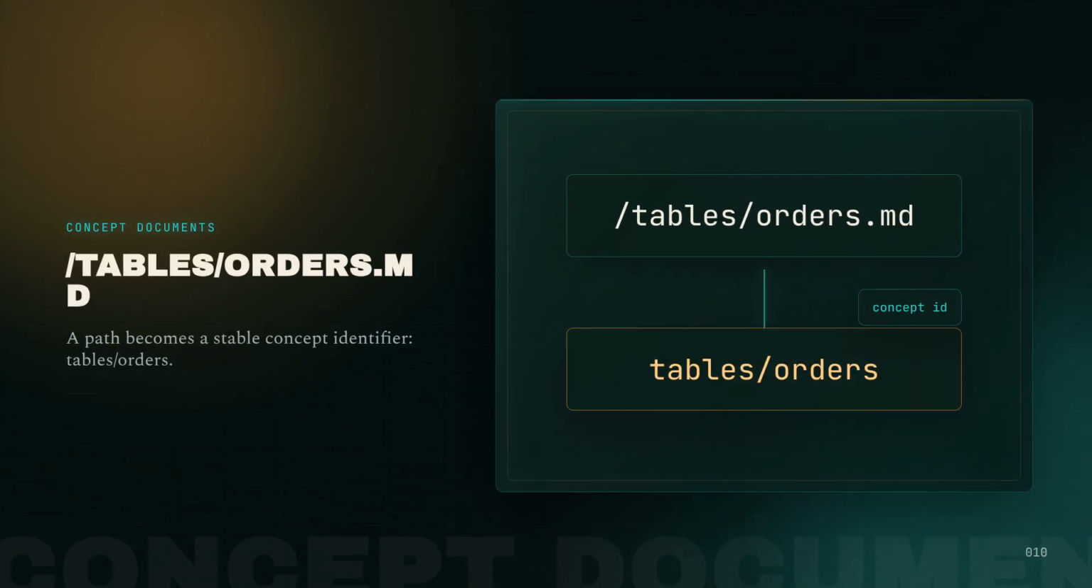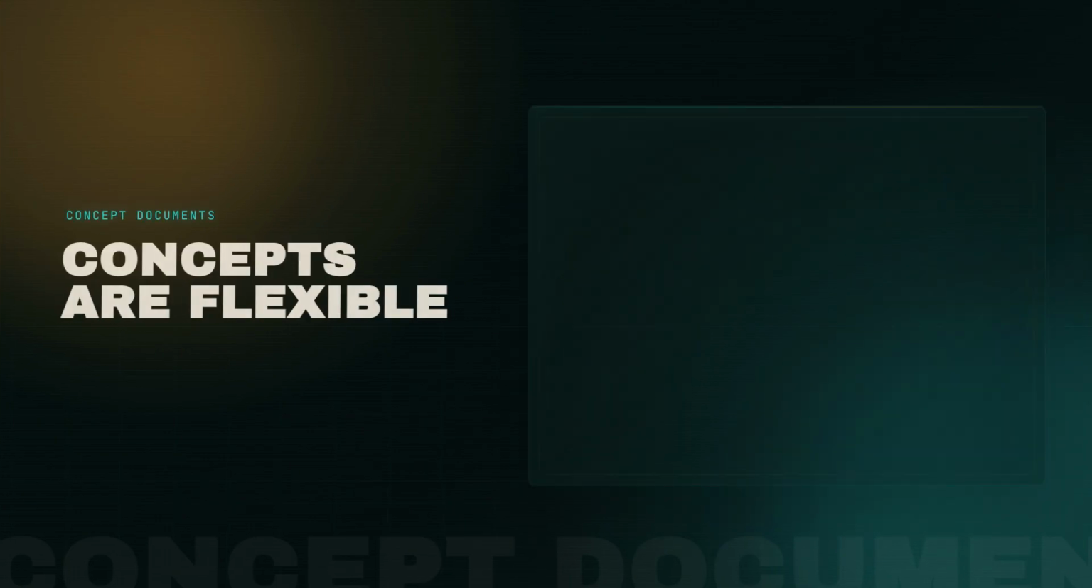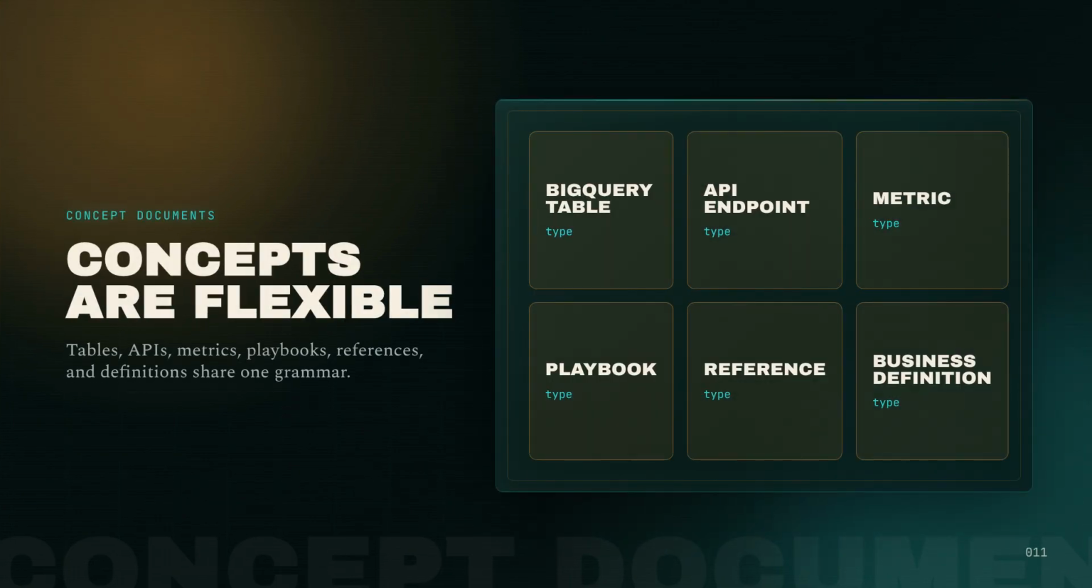Inside that bundle, every normal markdown file is a concept. A concept can be a BigQuery table, an API endpoint, a metric, a playbook, a reference page, or an abstract business idea. The path is the concept ID, so tables/orders.md becomes the concept called tables/orders. The file system becomes the first layer of identity.